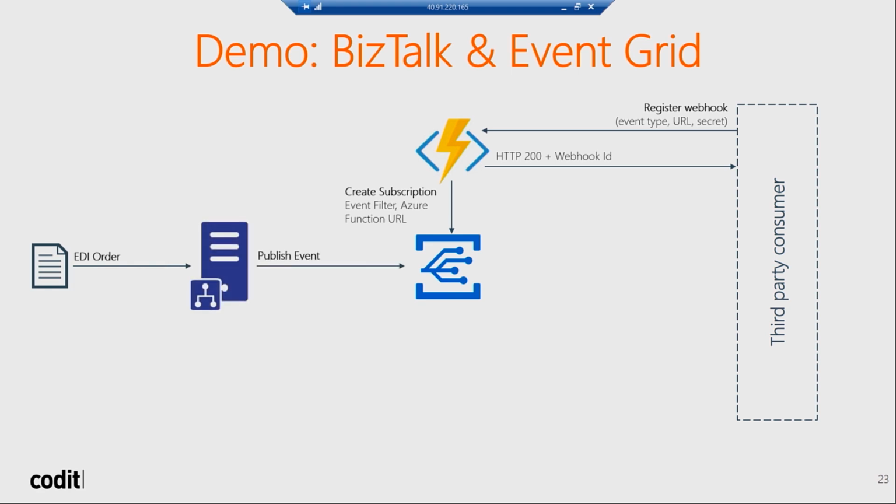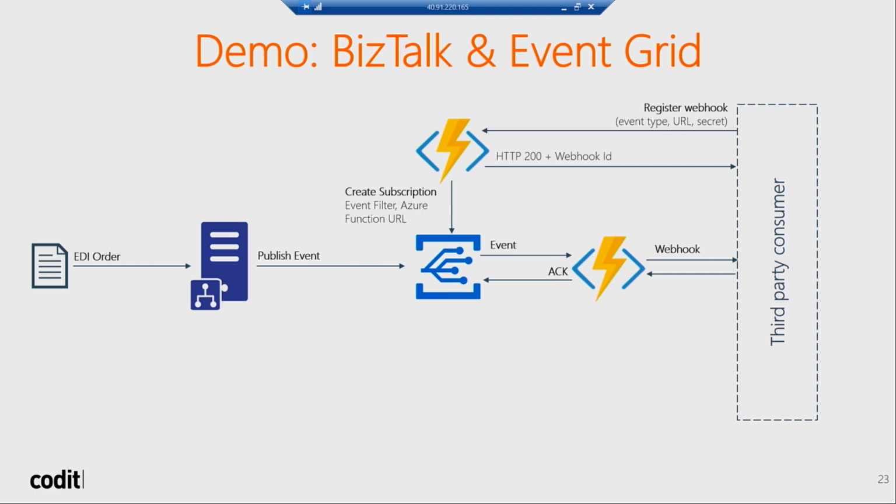BizTalk will pick it up, push it to Azure Event Grid. Azure Event Grid will have a look who is subscribing on the order received event, and then will forward the message, not directly to your third-party consumer in this case, but it will forward it to an intermediate Azure function which acts a little bit as a proxy.